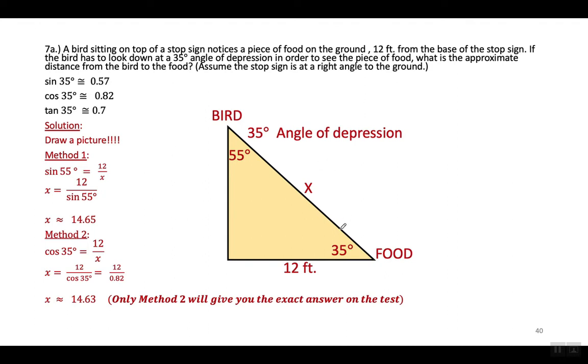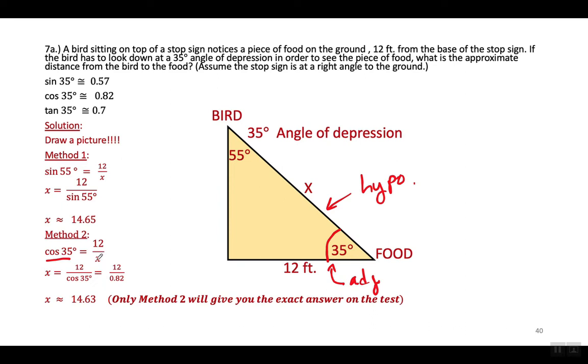If we do it from the point of view of this angle, that allows us to use cosine. Because from the point of view of this angle, this is the adjacent, and this is the hypotenuse. All right? So that allows me to set up this equation. Cosine of 35 degrees equals 12 over x.